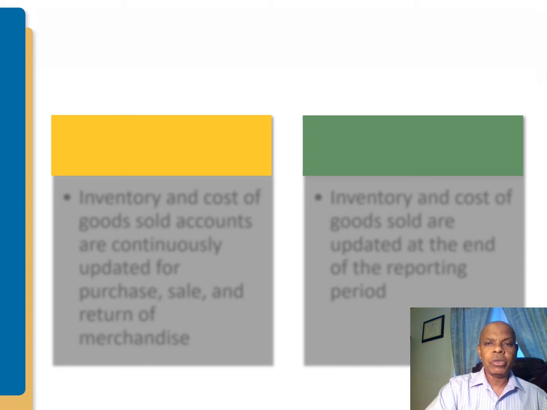But when it comes to the periodic inventory system, inventory and cost of goods sold are updated at the end of the reporting period. You have to manually count how much inventory you have in the warehouse, and then update at the time you're closing. Sometimes the perpetual inventory system might be misleading. The reason being, if somebody steals items, it doesn't get recorded. That's the drawback with the perpetual inventory system.